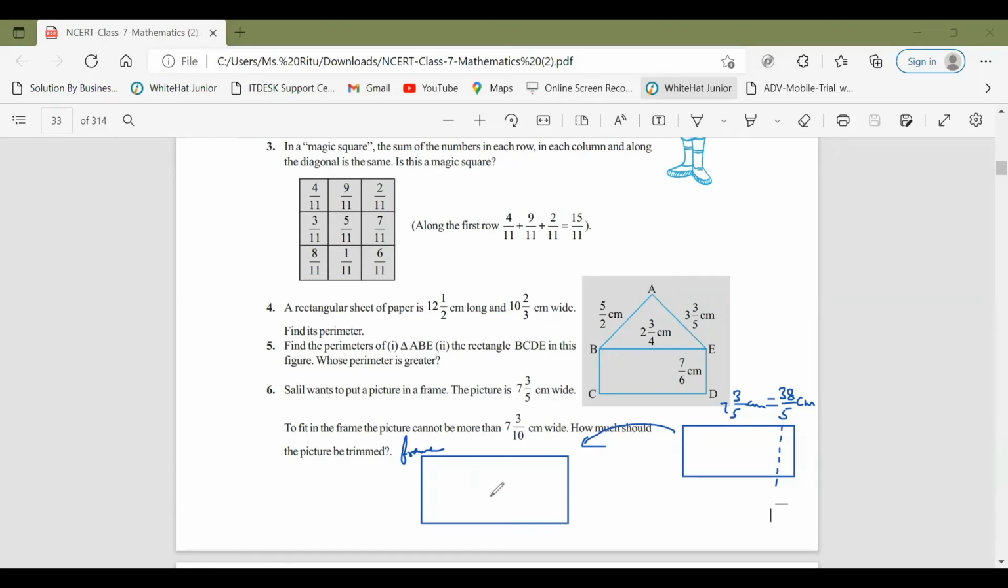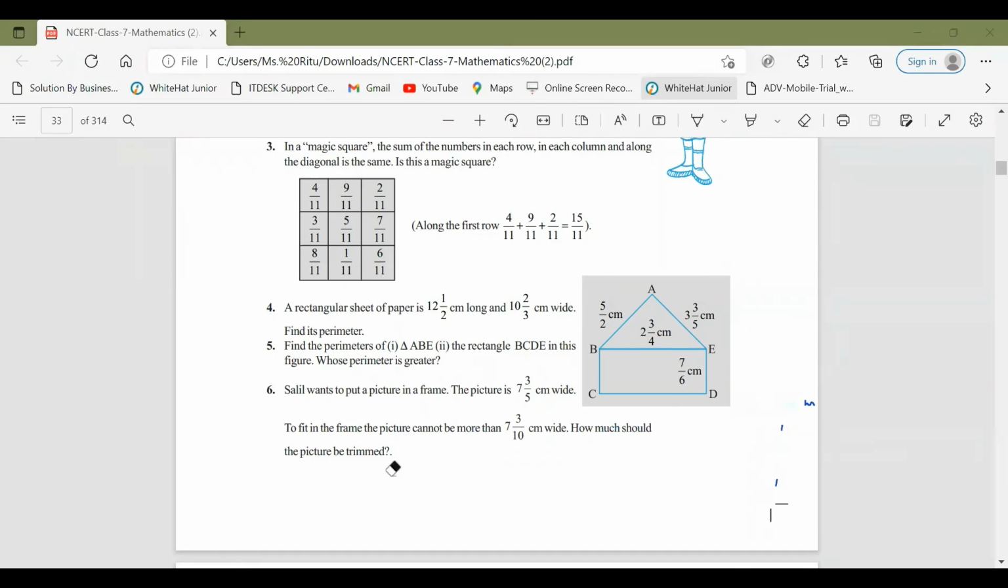This is our question. So now what to do, how to write it, let's see this part. So what we will write, we'll write like: width of picture equals 7 3/5 cm, you may check here, right, and that is 38/5 cm.